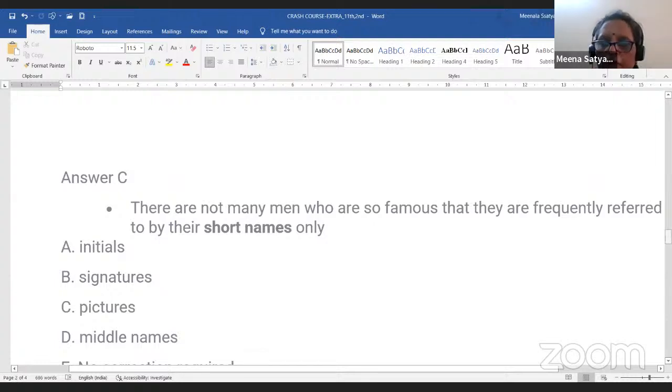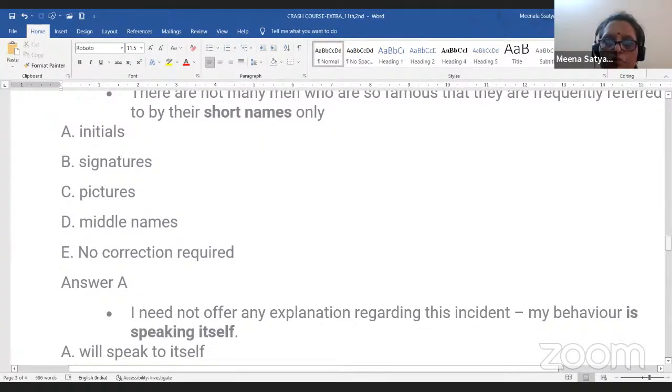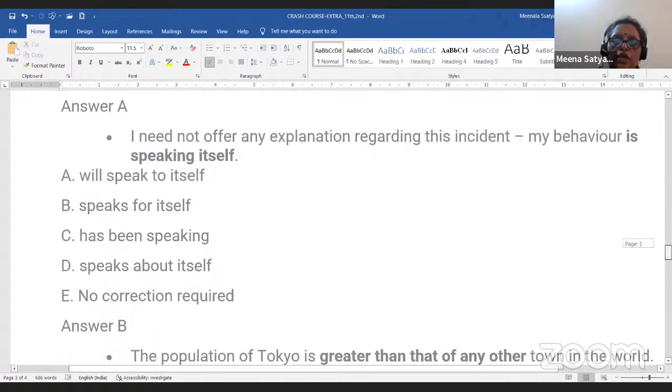There are not many men who are so famous they're frequently referred to by their short names, initials, signatures, pictures, middle names, no correction. Answer is initials. I need not offer any explanation regarding this incident. My behavior is speaking itself. My behavior speaks for itself. Will speak to itself, speaks for itself, has been speaking, that's the thing.